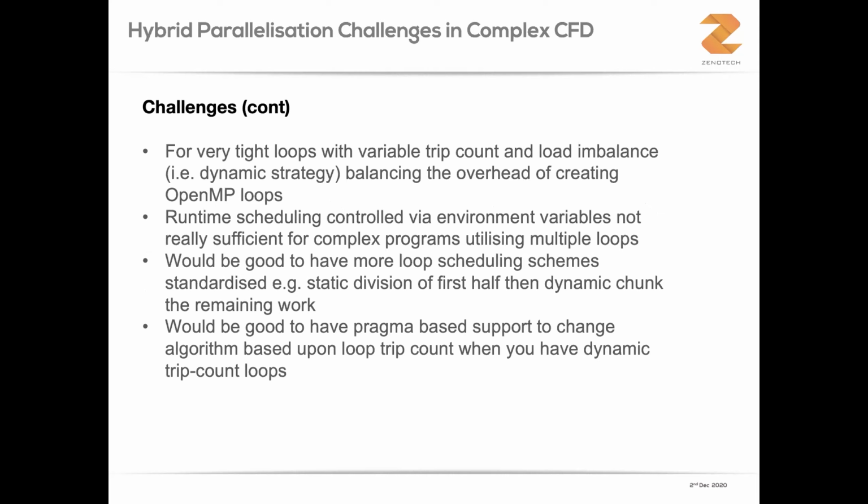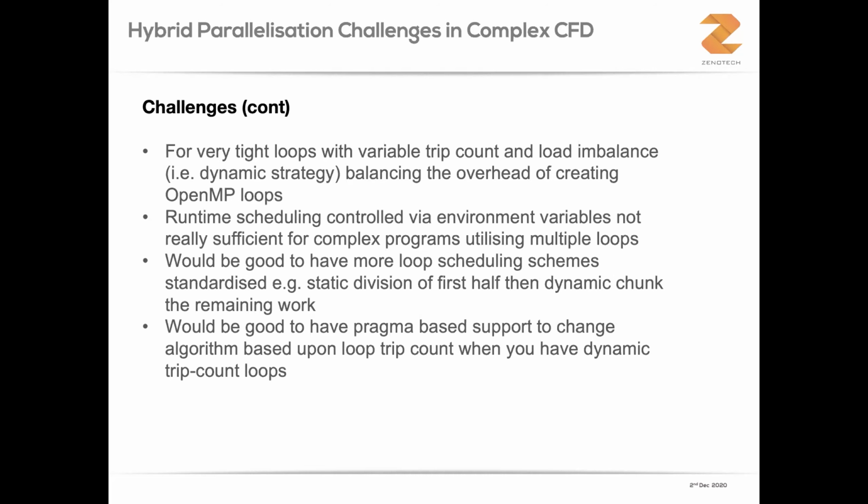A few more challenges: for very tight loops with variable trip counts, load imbalance. And I think some of the questions that came up in the last talk were alluding to this. Also the overhead of creating these OpenMP loops. So how do we deal with that? And runtime scheduling using environment variables. As I said, we've got 200-odd kernels appearing in this application. Trying to control all of that using environment variables is just not possible. It's not something which works.